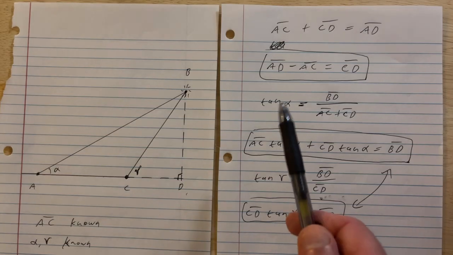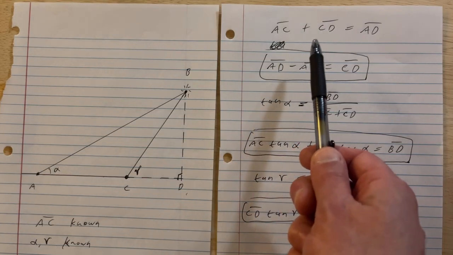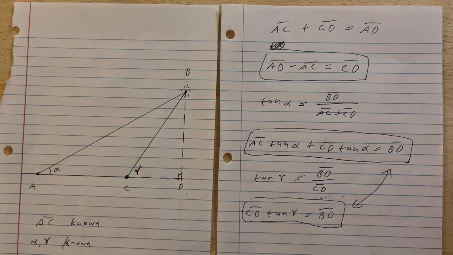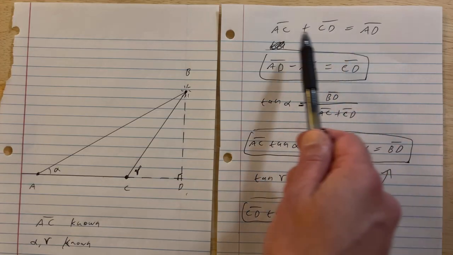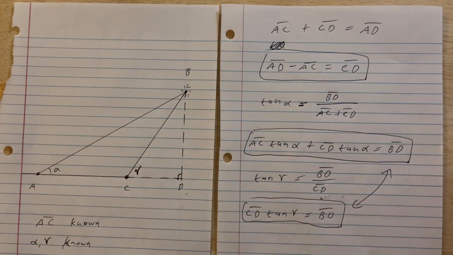Okay, so I'll just start here. Line segment AC plus CD will equal AD right there. We know AC, we don't know CD. Let's go ahead and solve for CD. So that's going to be AD minus AC will equal CD.